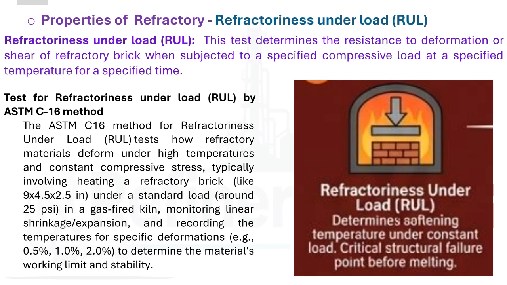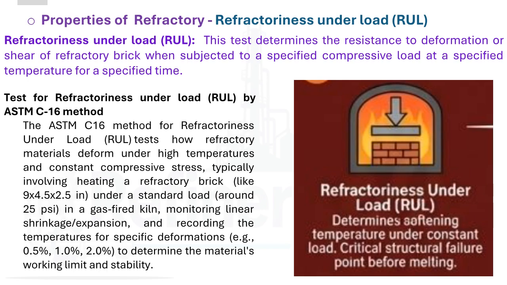According to the ASTM C16 test method, which is widely recognized internationally, at least 2 standard bricks are used, sized either 9 inch by 4.5 inch by 2.5 inches or 9 inch by 4.5 inch by 3 inches. Larger shapes can also be cut down to this standard size. A uniform compressive load of 25 pounds per square inch is applied to the stack of specimens, and the furnace heats the sample gradually, following the ASTM C16 procedure. This is not a simple constant temperature test.